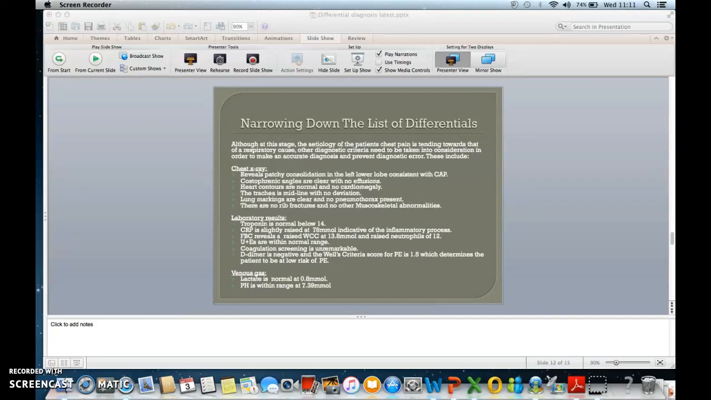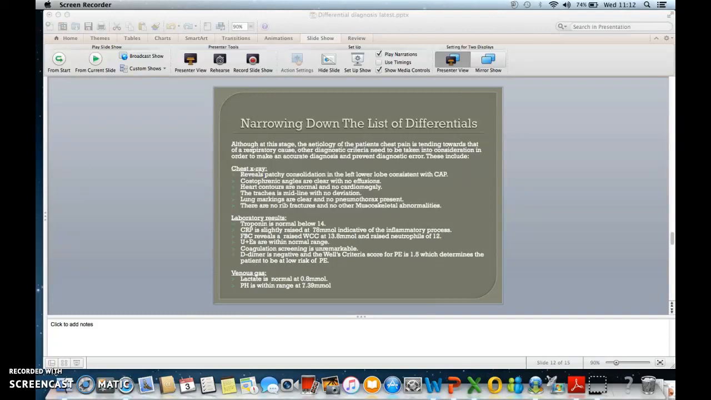His costophrenic angles are clear with no effusions, heart contours are normal and no cardiomegaly, the trachea is midline with no deviation, lung markings are clear and there's no pneumothorax, there are no rib fractures and no other musculoskeletal abnormalities noted. So lab blood tests are back.